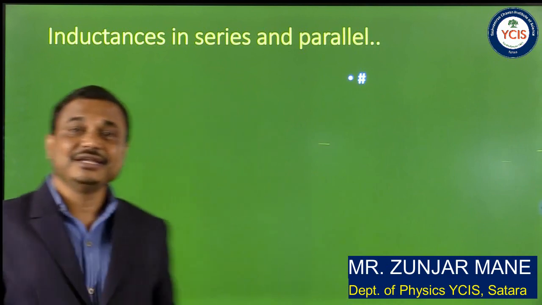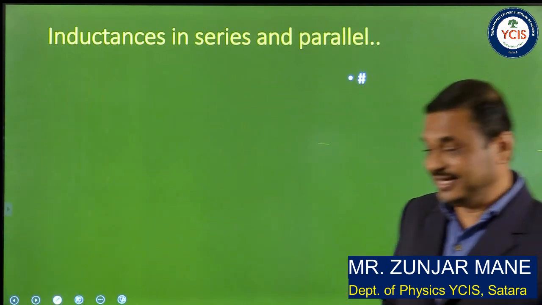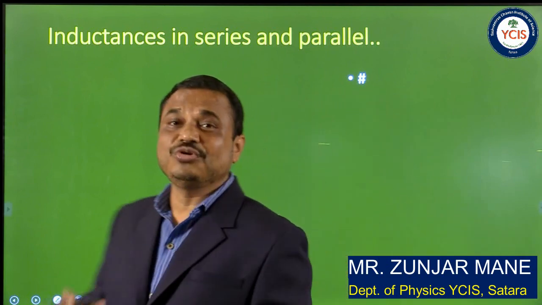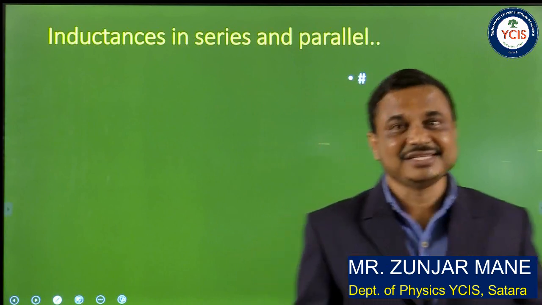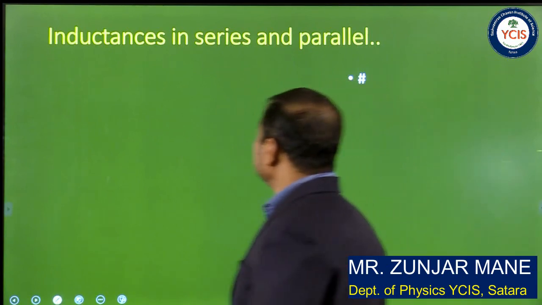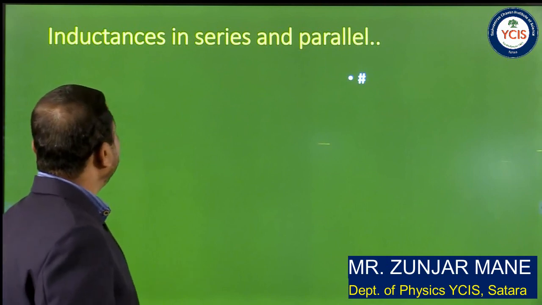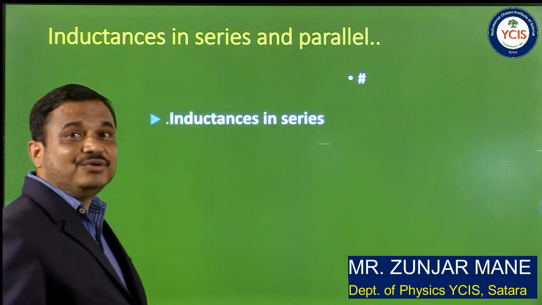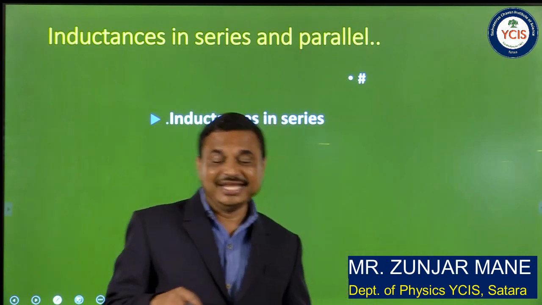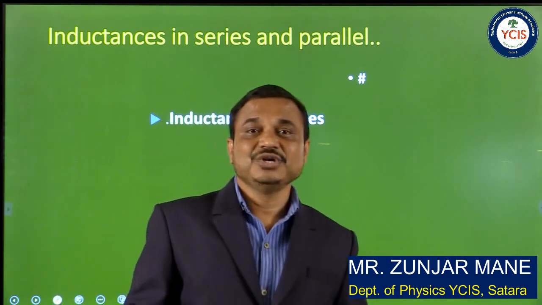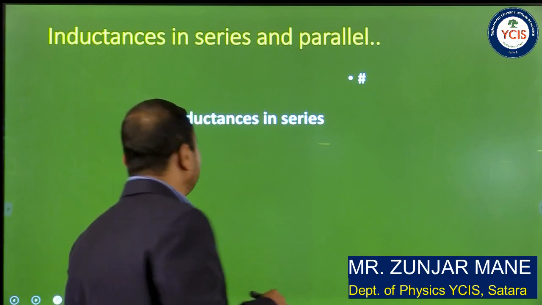So the next article: when a number of inductors are connected in a circuit, they may be connected in two combinations, either in series or in parallel. So the next article is inductances in series and parallel. In a previous article, we saw resistances in series, and we also saw capacitors in series and parallel combination.